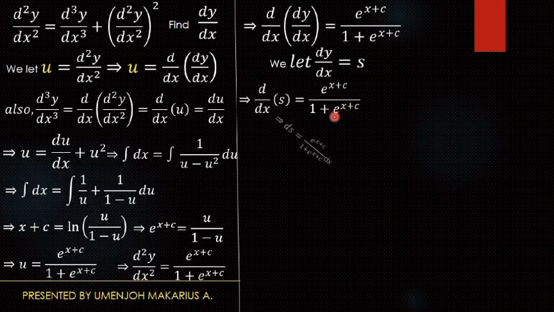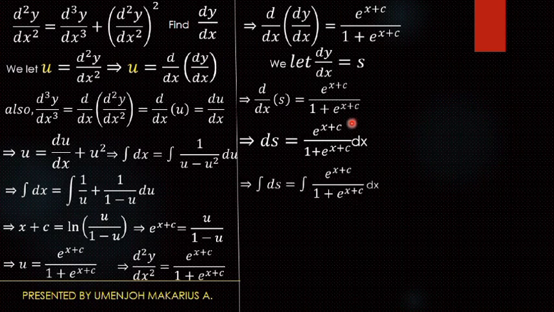That therefore implies we are simply going to have our ds. If we multiply all through by dx, we are going to have ds equal to e raised to the power x plus c over 1 plus e raised to the power x plus c, dx. If we now use the integral on both sides, we are going to have the integral of ds, which is the same as the integral of e raised to the power x plus c, all over 1 plus e raised to the power x plus c, dx.